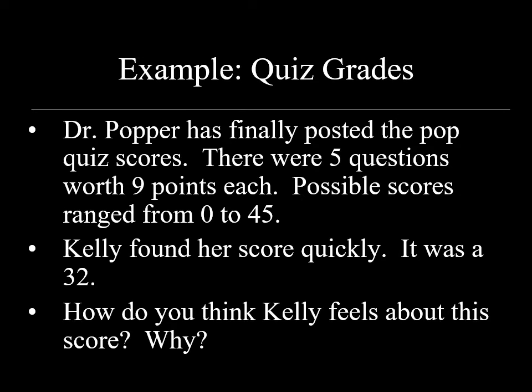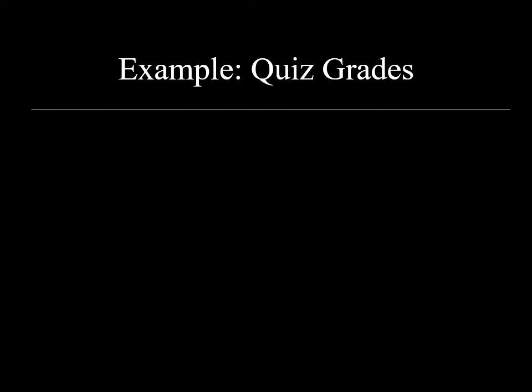Now, if we had access to the raw data, we could probably start picking through all that raw data, figuring out how many people scored below Kelly, how many scored above her, what was the lowest score, what was the highest score. But that's a lot of work, and we want to be able to figure that out quickly, and that's where those descriptive statistics are going to come in again.